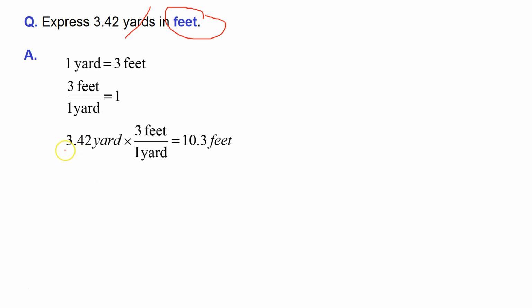So now we go ahead and use it. 3.42 yards multiplied by 3 feet per 1 yard. And again, we'll see that yards will cancel out, leaving us with feet. You always want to do the cancelling and circling of the units that are left, and that should give you exactly what you want. There we go.